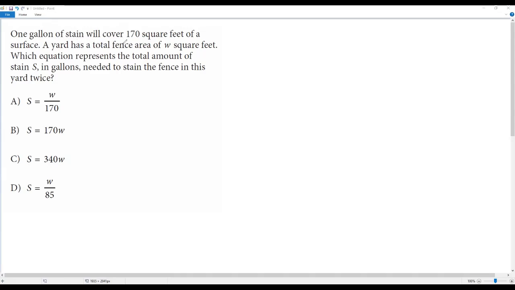1 gallon of stain will cover 170 square feet of a surface. A yard has a total fence area of W square feet. Which equation represents the total amount of stain S in gallons needed to stain the fence in this yard twice?